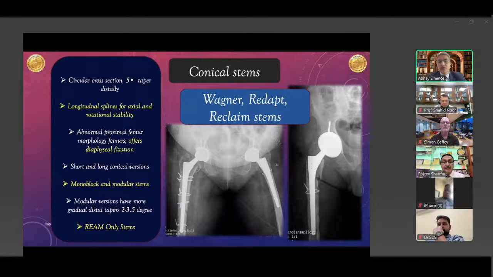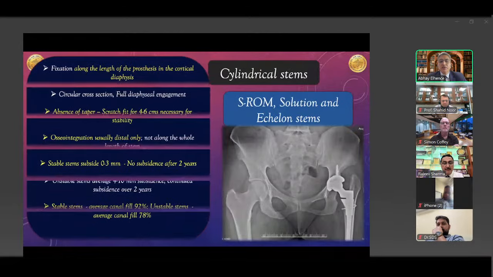They have longitudinal splines for axial and rotational stability. And each of these stems, Wagner, Redapt, Reclaim, they have different distal tapers varying from 2 to 3.5. And these can have monoblock and modular components, which Kunal will allude to. And these are ream-only stems.